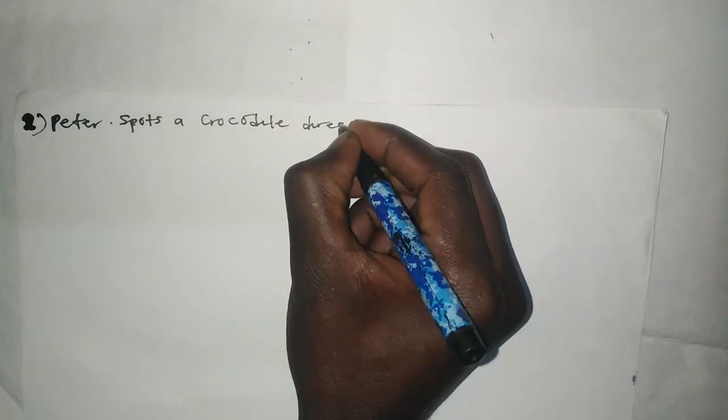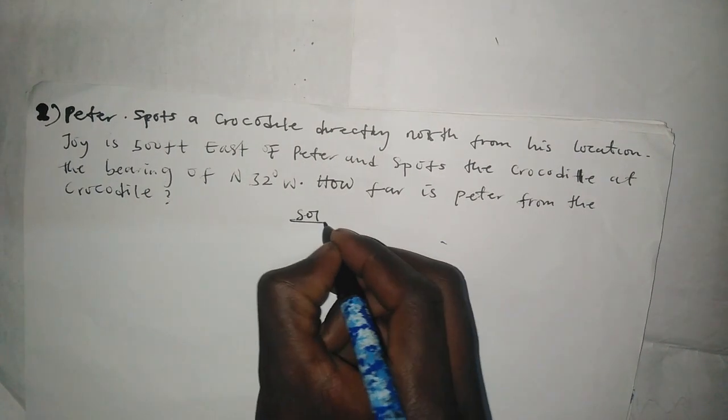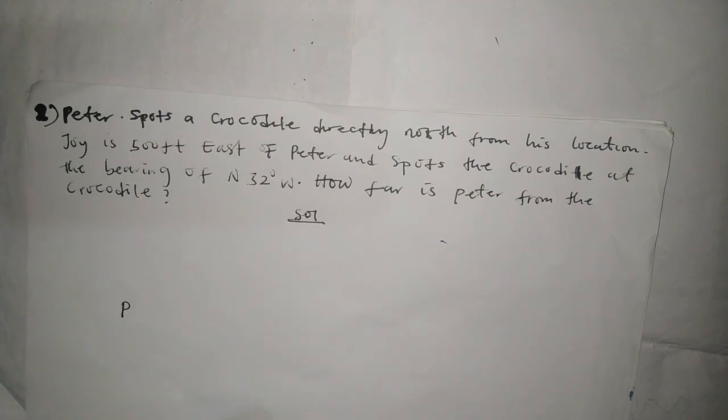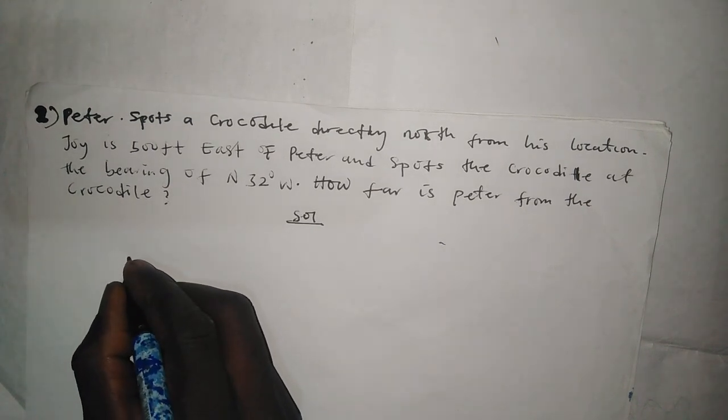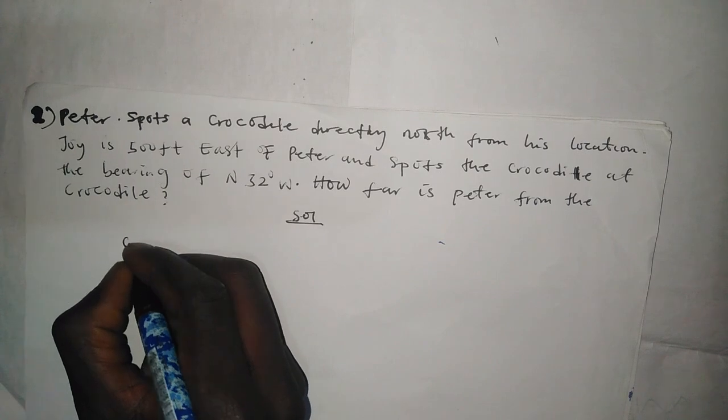Let's take another question. Question 2. The question says, Peter spots a crocodile directly north from his location. Joy is 500 feet east of Peter and spots the crocodile at a bearing of north 32 degrees west. How far is Peter from the crocodile? Solution. This is Peter. Let's use P. Now Peter spots the crocodile directly north of his direction. So this is north of Peter. Let's use C for the crocodile.